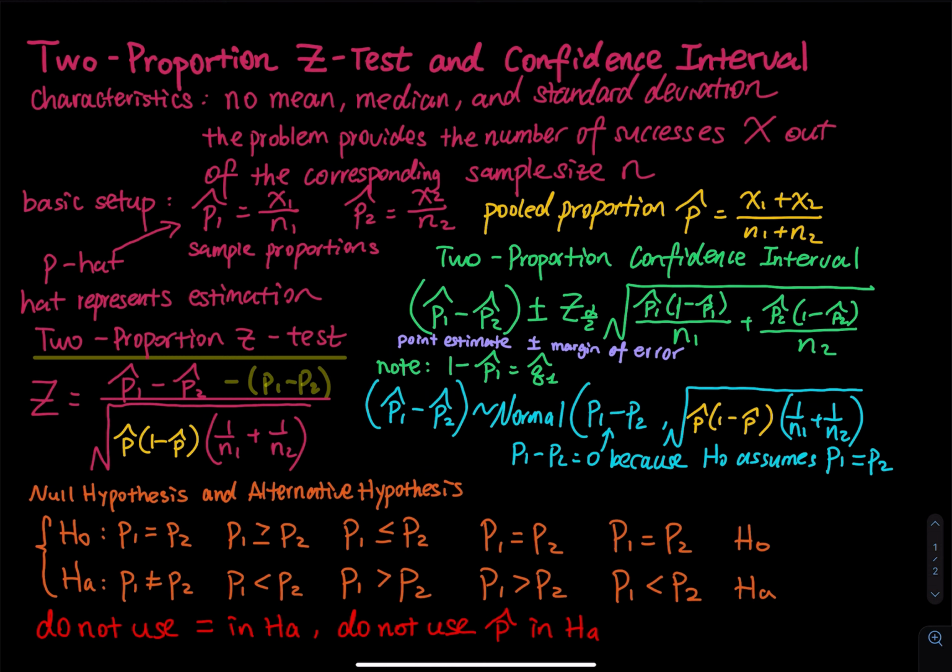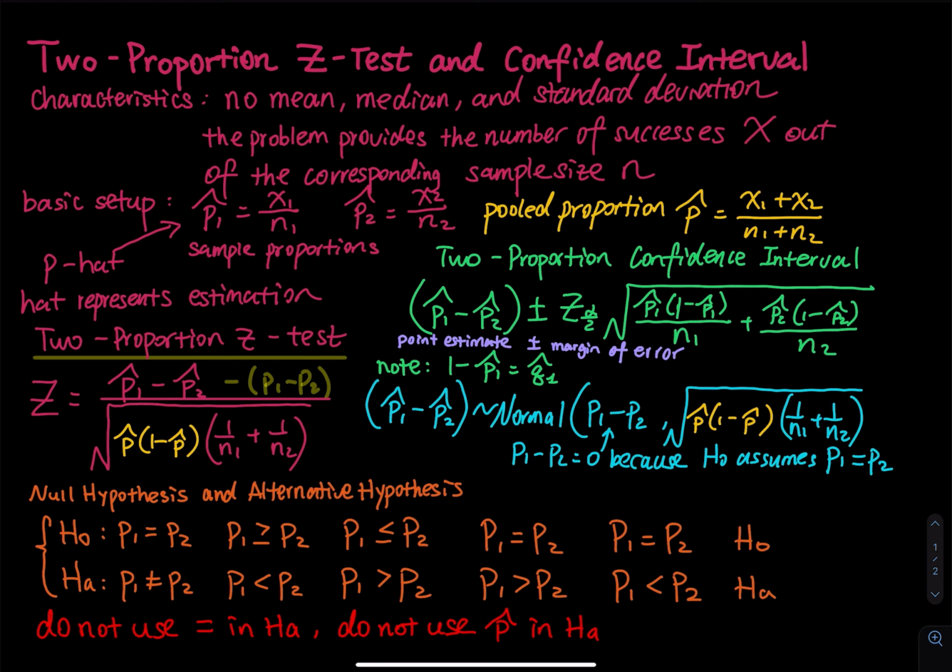And then for the two proportion confidence interval, in green, we have P1 hat minus P2 hat, that is the point estimate, plus or minus the margin of error, which is z half alpha times the square root of P1 hat times 1 minus P1 hat divided by n1, and then you do the same thing for the second proportion. One note for you is, in some textbooks they don't write 1 minus P1 hat, they call it Q1, because 1 minus P equals Q.